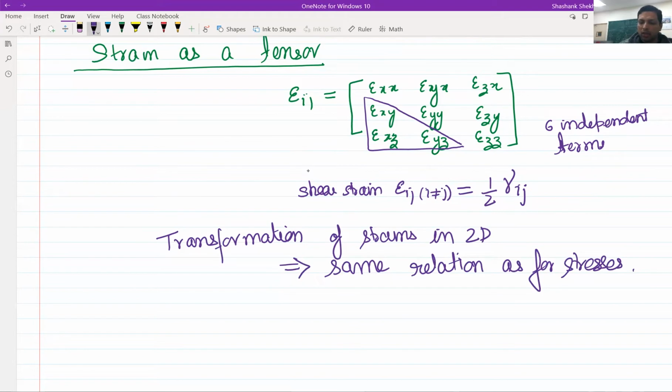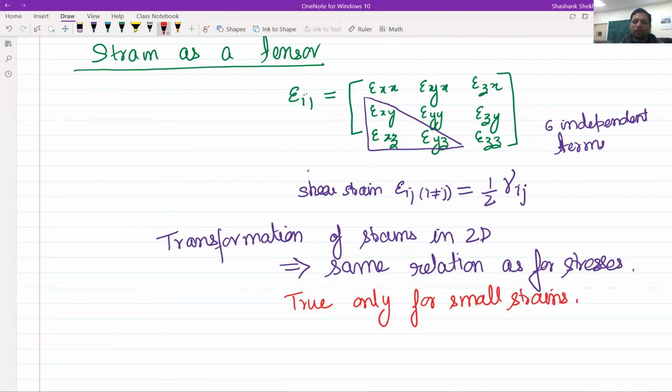And another thing is that this is true only for small strains. This is also something that you need to keep in mind, because as I've said again and again, when the strains are small, then the engineering strains are equal to true strain, and these relations that we have carried out are true for only the true strains. So this will be valid only when the strains are small in value.